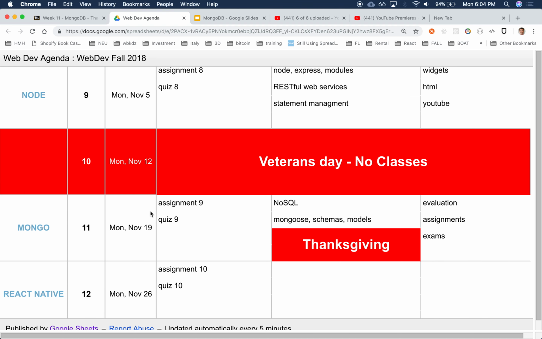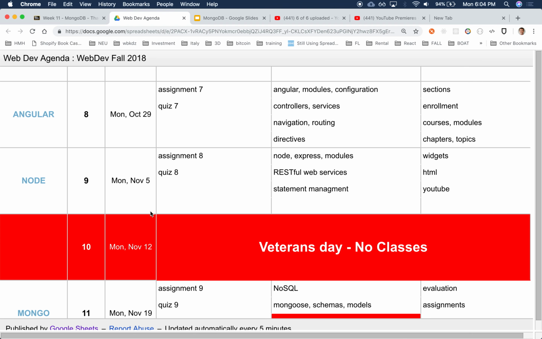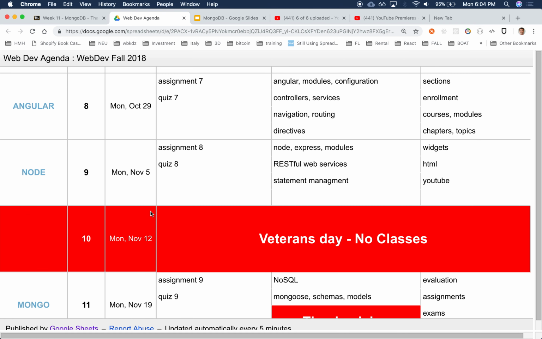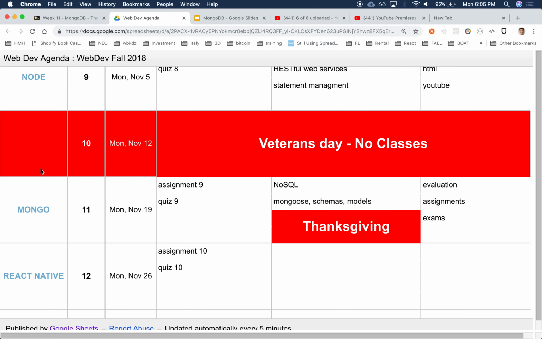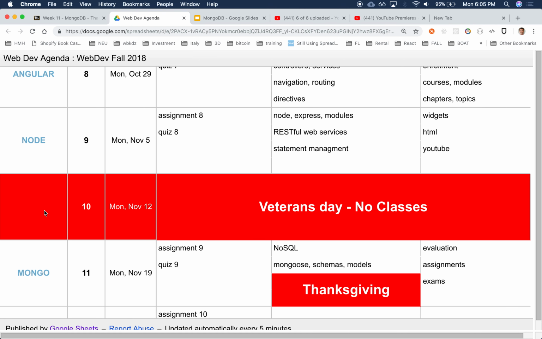For the last couple of weeks, we've been talking about several technologies that make up the MEAN stack. We talked about Angular, then Node. We also talked about Express when we talked about Node, for creating web services. So today we're going to talk about Mongo, which is the fourth of the technologies that make up the MEAN stack.